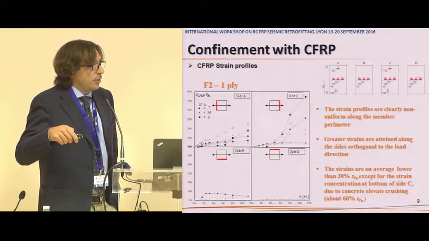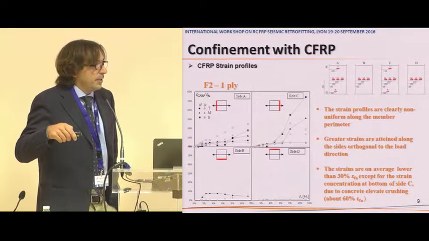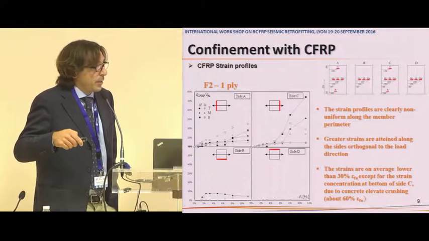This is the load direction, so obviously as we can expect, the compression is here or here depending on the reverse cycles of displacement. So the maximum strains were recorded on these two sides of the column, while in these other sides the strains were very low.